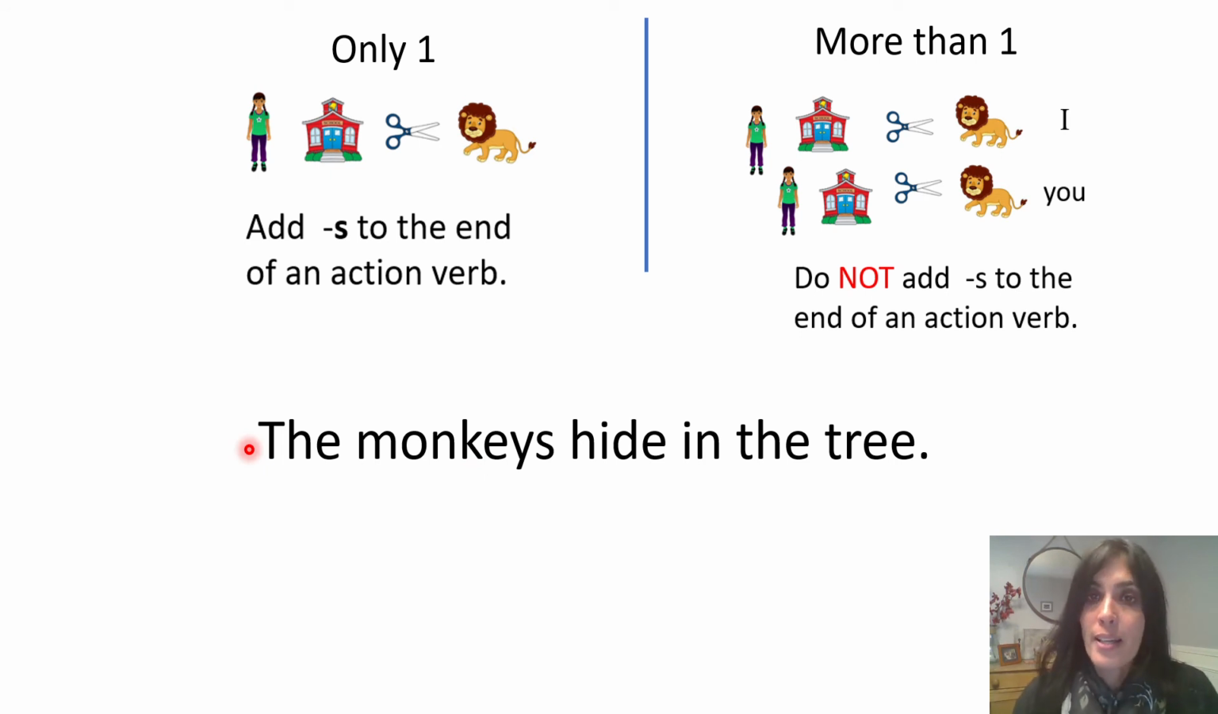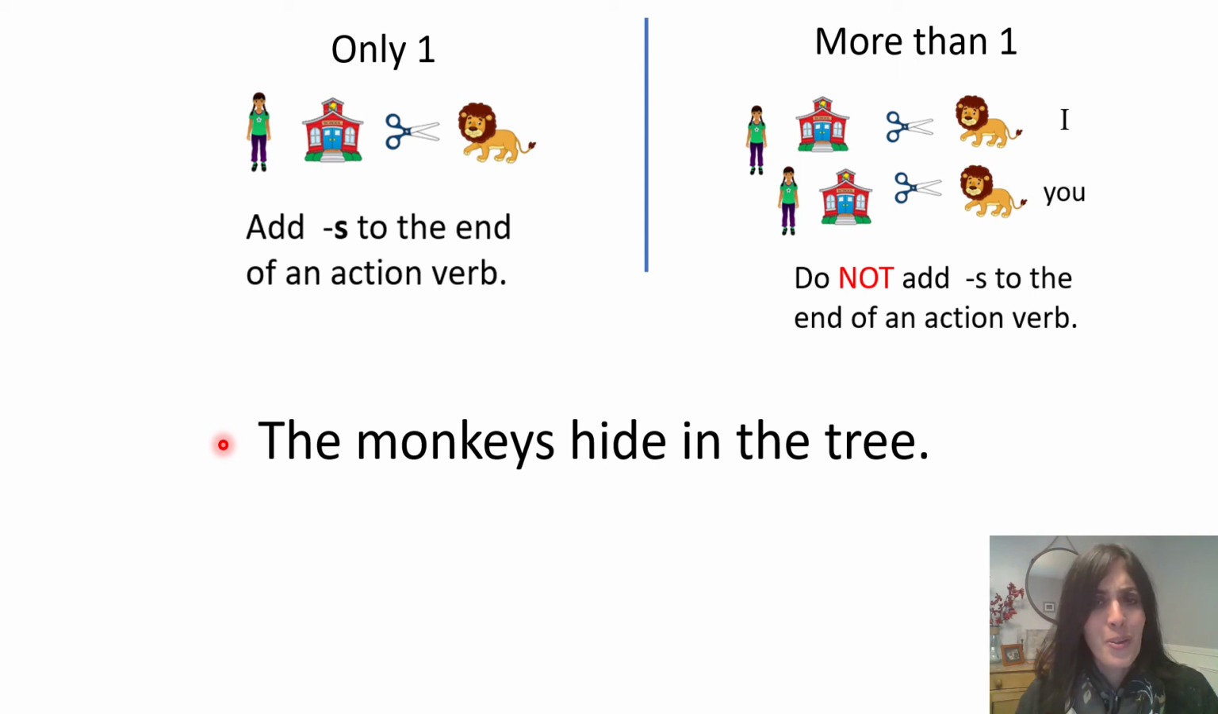Which word tells what the monkeys do? Go ahead and think. Yes, hide. Since there is more than one monkey, we do not add an S to the end of our action verb. Remember, it said monkeys. That's more than one, so I do not add an S to the end of this action verb.